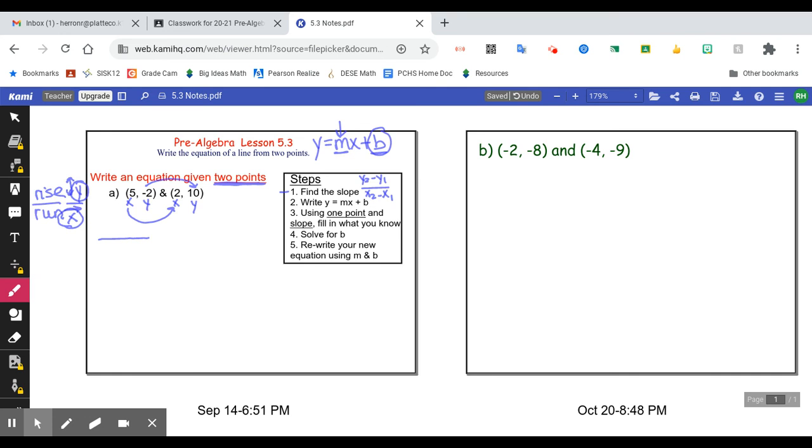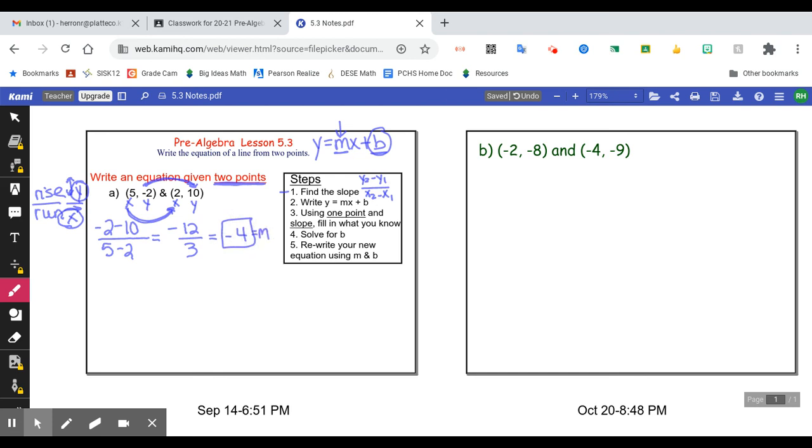So if I choose my -2 minus 10 on top, I'm going to write it just like that. Then on the bottom, I'm going to have 5 minus 2 for my x's. And then we're just going to subtract and simplify because that's going to be our slope, rise over run. -2 minus 10 is -12. 5 minus 2 is 3. This will simplify because -12 divided by 3 is -4. So there's my slope. This is my m.